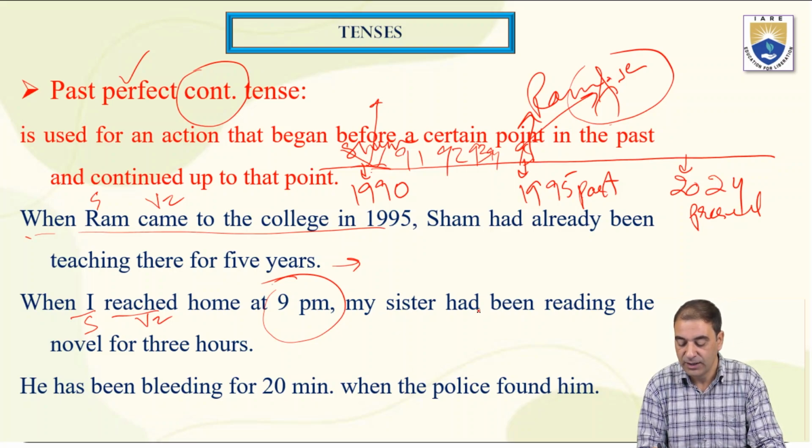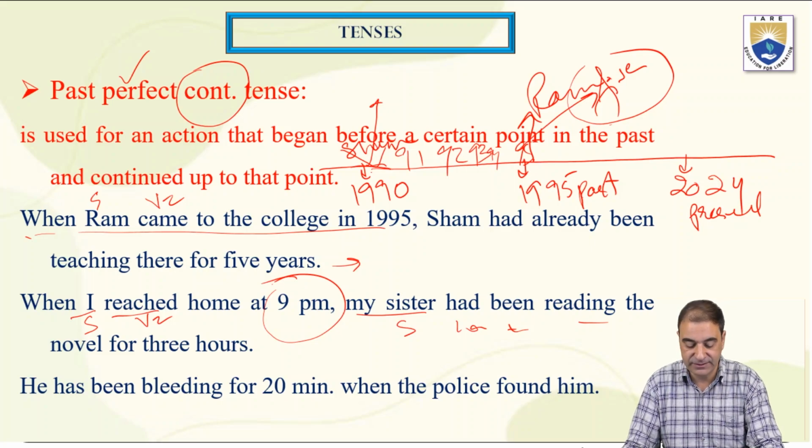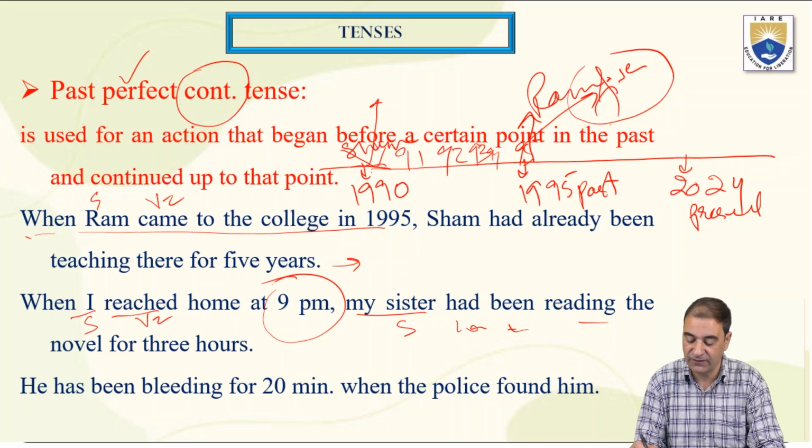And now the next one. My sister, this is subject plus had plus been plus reading. That is past perfect continuous tense. My sister had been reading the novel for 3 hours.